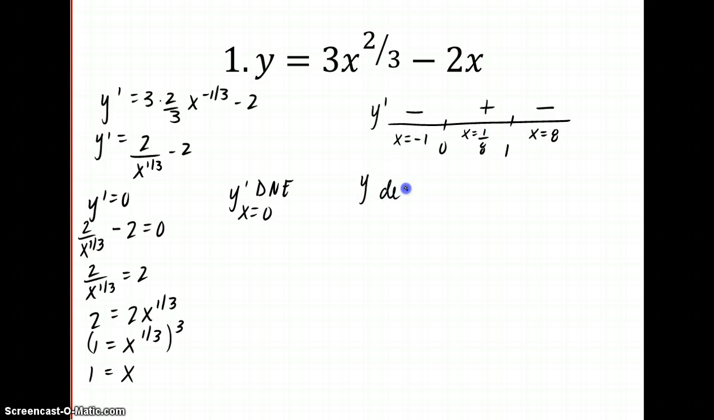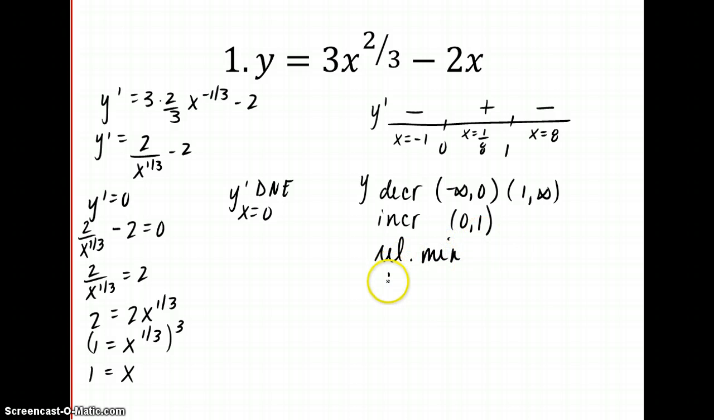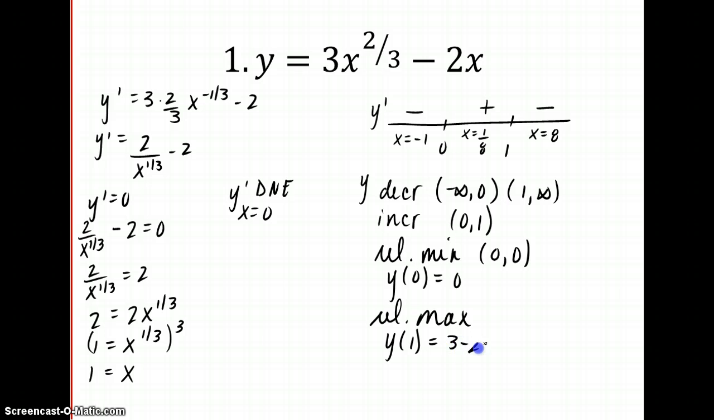So y is decreasing. Increasing between 0 and 1. So possible relative minimum at 0. Plugging 0 in, the y value is also 0. And a possible relative max at 1. Plugging 1 into the function, we also get 1. So we do have our relative extrema.